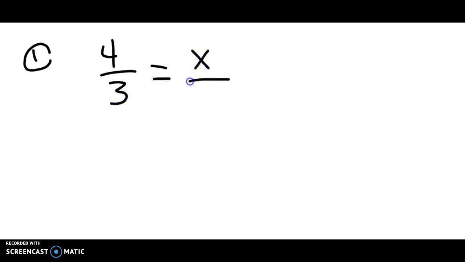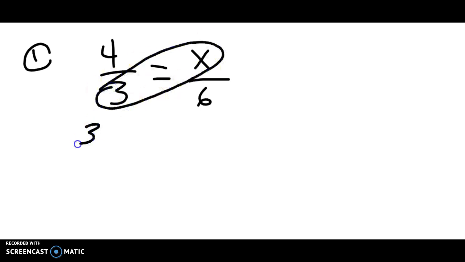Okay, so we're going to work on proportions. So we have 4 divided by 3, or 4/3, is equal to x divided by 6. Okay, so what we want to do is we want to be able to solve for that x. So you've heard butterfly before, but basically it's cross multiply.